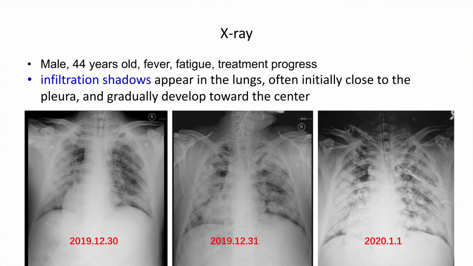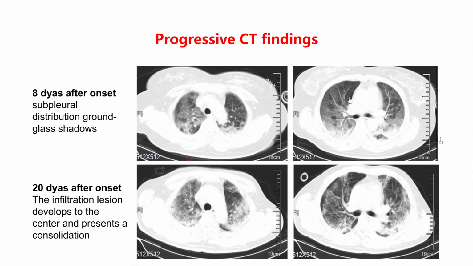This slide is an X-ray. You can see the infiltration shadows from the pleura, and then going to the center gradually with the disease progression. And these are the CT findings, also showing infiltration shadows and ground glass shadows. You can see them near the pleura, and then going to the center with the disease progression.